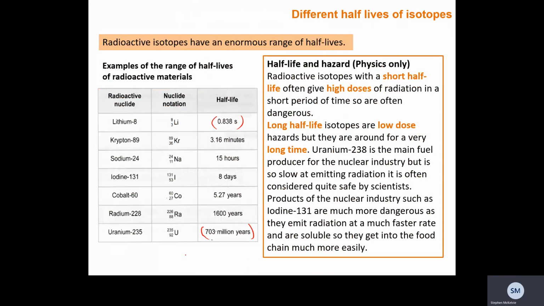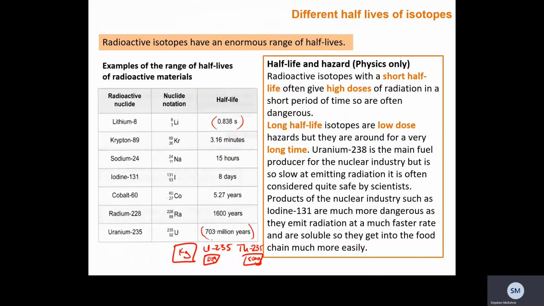What does this mean? If I have 1 kilogram of uranium-235, after 703 million years, I will have 500 grams of uranium-235 and 500 grams of thallium-235.